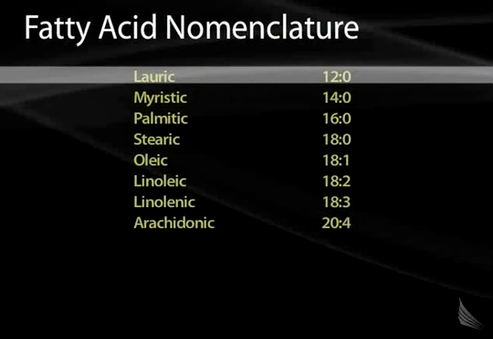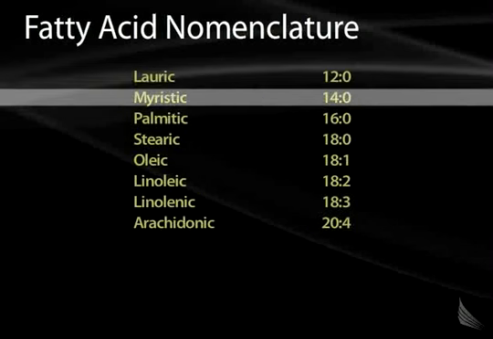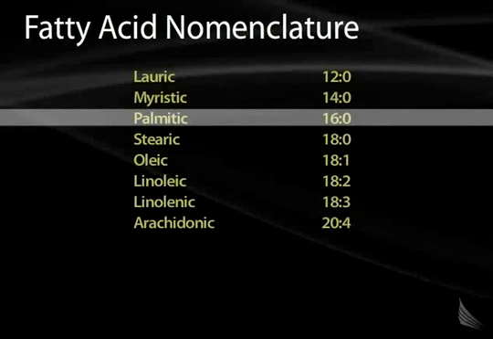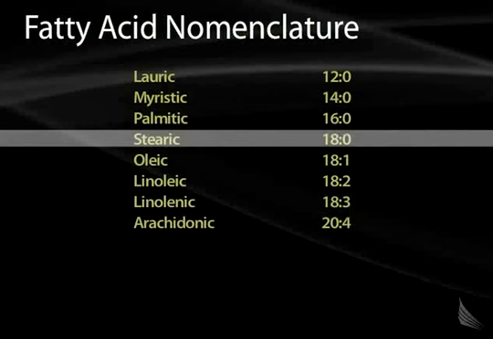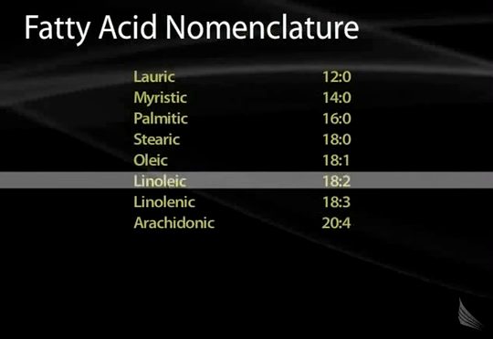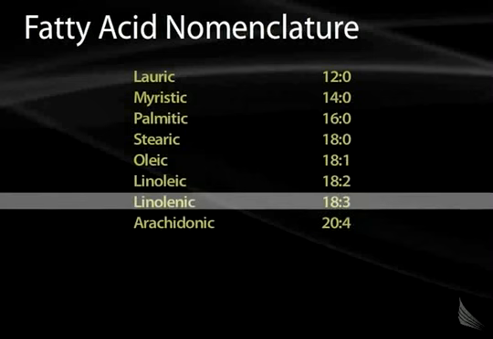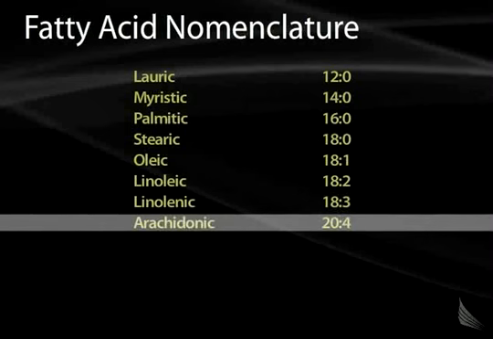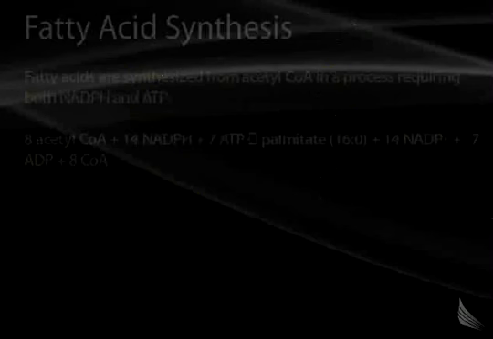Now, some of the more common fatty acids that we may encounter are lauric acid, which is 12 carbons, no double bonds. Myristic acid, which is 14:0. Palmitic acid, probably the most common fatty acid, which is 16:0. Stearic acid, which is 18:0. And then the unsaturated fatty acids, which include oleic acid, 18:1, linoleic acid, 18:2, linolenic acid, 18:3, and arachidonic acid, 24. There are other fatty acids, but these are the most common ones that you'll encounter.